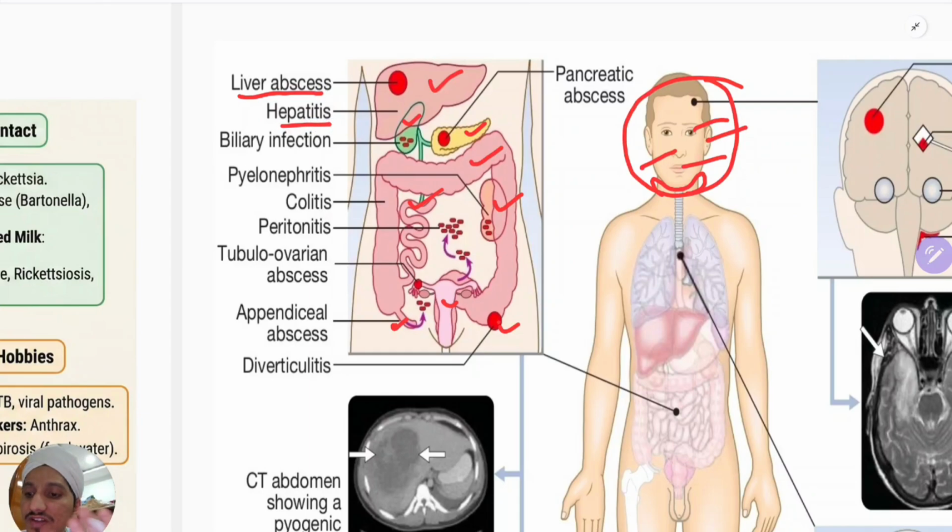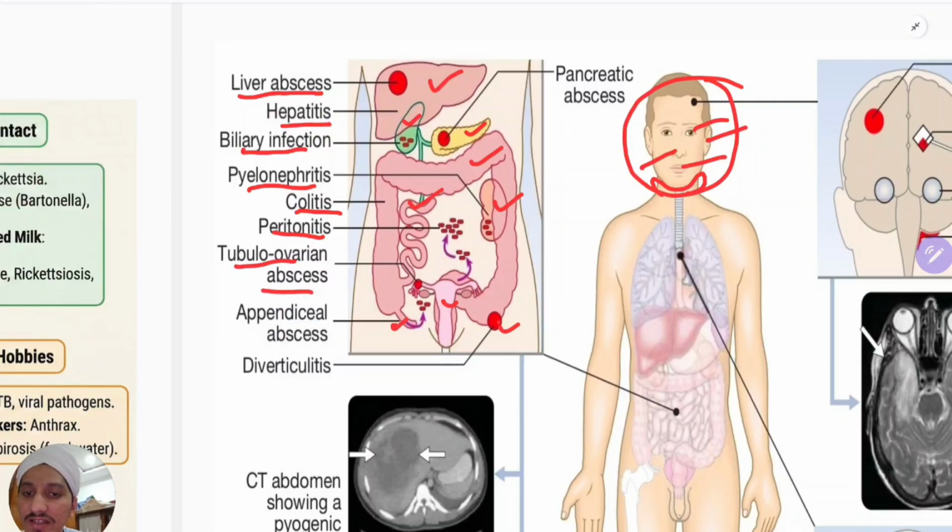Patient may have fever with jaundice, fever with right upper quadrant pain. In biliary infection, patient usually has fever with right upper quadrant pain with vomiting. Okay, pyelonephritis, again, patient will have fever with flank pain and burning micturition sometimes and vomiting. Colitis, patient will have history of fever, abdominal pain, colicky type, and dysentery, meaning mucus or blood with stools. Peritonitis, inflammation of the peritoneum, usually due to perforation. So you can have rigidity, guarding of the abdomen, or rebound tenderness.